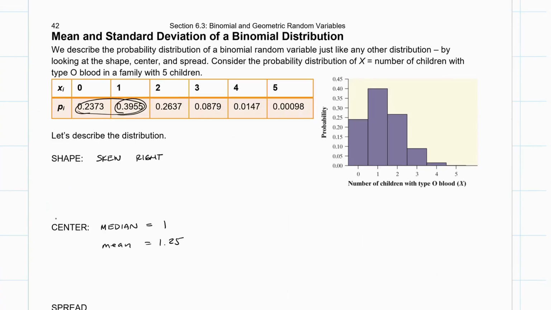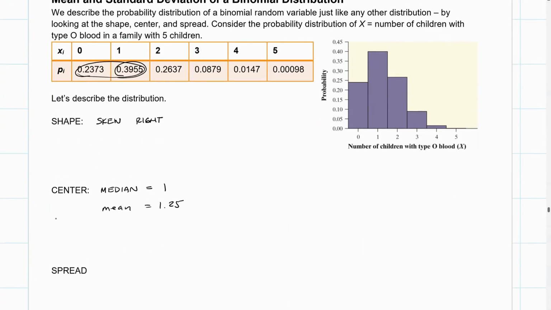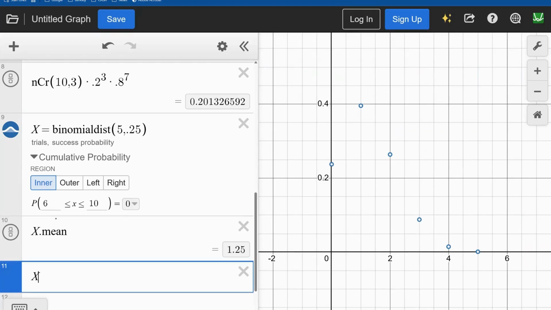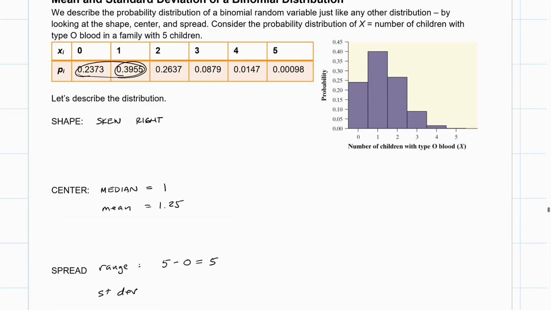All right. Spread. We could easily calculate the range. The range would be the highest value, 5, minus the lowest value, 0. That's 5. But what about the standard deviation? Maybe we could have Desmos tell us the standard deviation using the command x dot and then standard deviation. Oh, the standard deviation is 0.968. And again, we can get that out of the calculator.